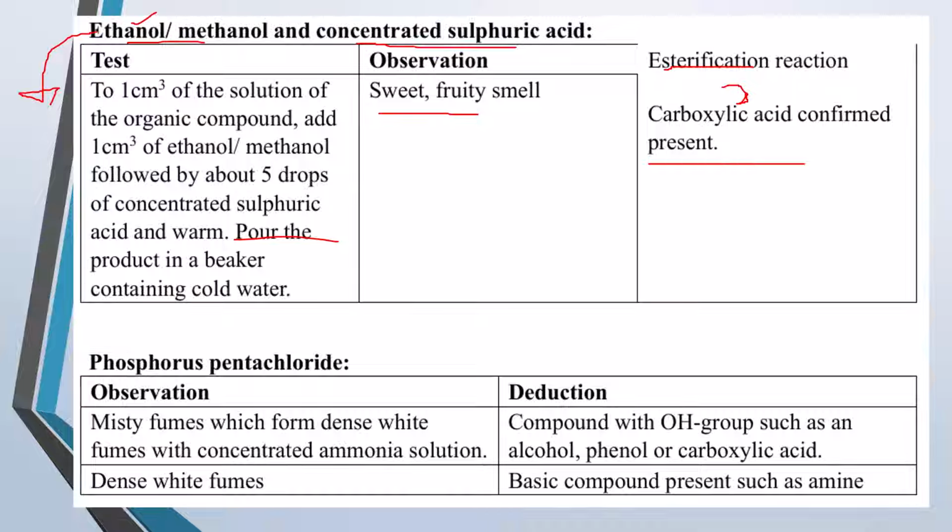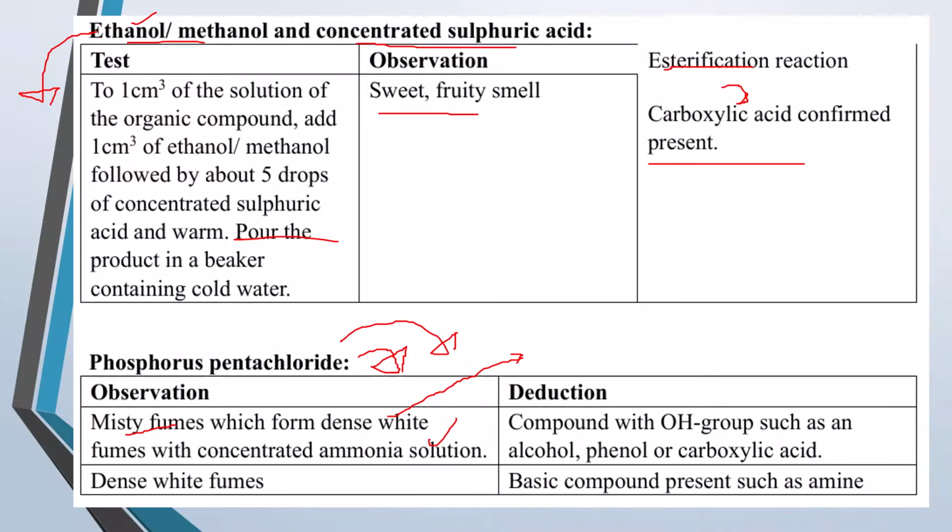Now there's this rare one, which is phosphorus pentachloride. This one may be beneficial for you in theory, because we rarely set it in practicals. When you apply it, you simply see misty fumes which form dense white fumes with concentrated ammonia solution. Here you may not be given this test, and you may just be told that misty fumes are formed, and you all know that that's going to be hydrogen chloride gas.